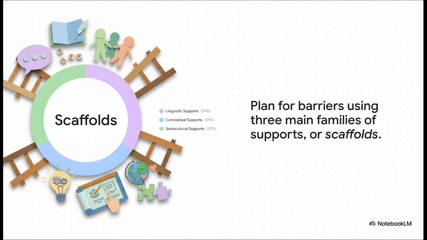See, when you anticipate those barriers, you can plan for them. You can build in supports or scaffolds, and they usually fall into one of 3 big categories. So, in your pre-mortem, you worried about that old-timey vocabulary? Bam! You provide a linguistic support, like a glossary. You thought the multi-step directions might be confusing? No problem. That's a conceptual support, like a checklist or a sample problem. Worried about the group work chaos? Easy. That's a sociocultural support, like giving students specific roles or even the option to just work with a partner.